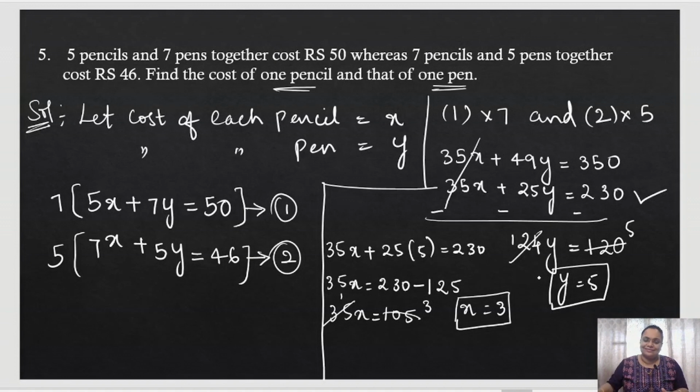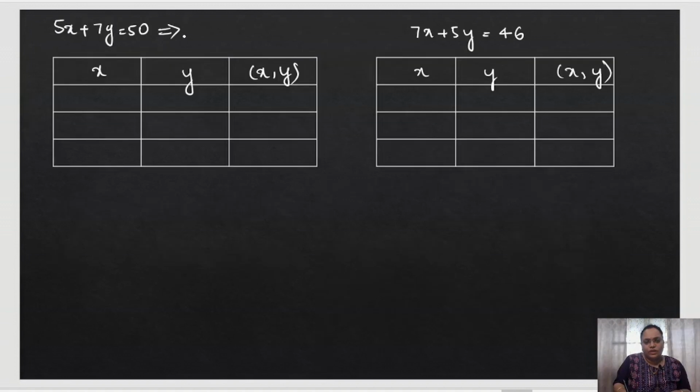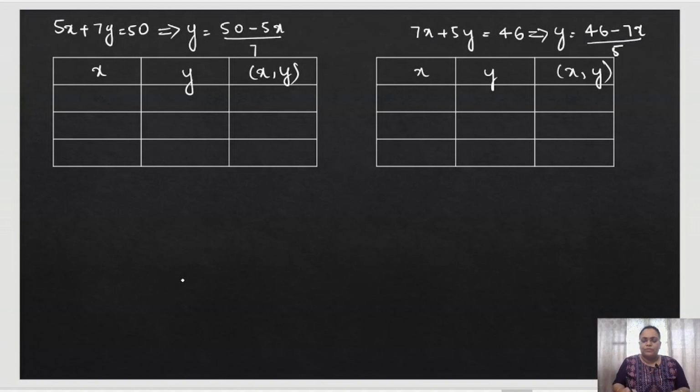So this is our first equation. From here, if you want the y value, we can take 50 minus 5x divided by 7. This is our second equation. From here, if you want the y value, we can take 46 minus 7x divided by 5. Now let us take the points and draw the graph.